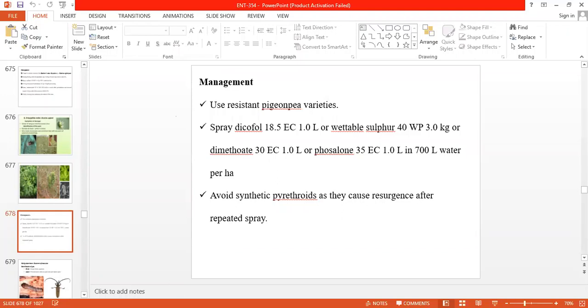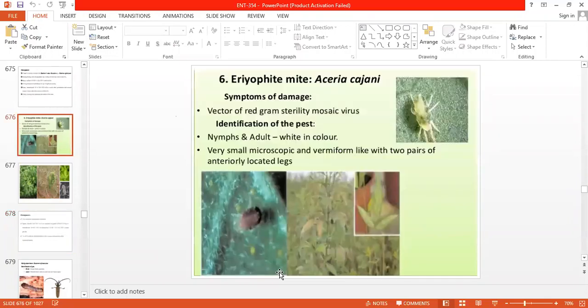So this is an important pest of pulses, red gram: the eriophyid mite, which also transmits red gram sterility mosaic virus, Aceria cajani. This is the non-insect pest of pulses. So these are the major pests of pulses as well as red gram, mainly pod borers. There are a number of pod borers. Pod borer category pests infest the pulses.